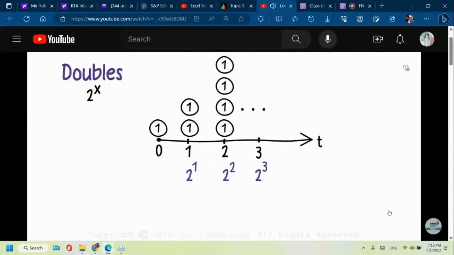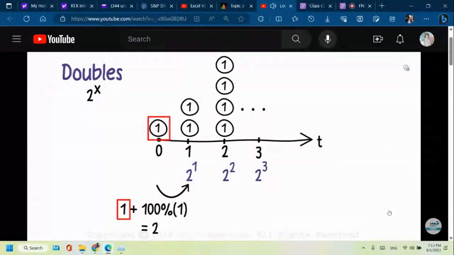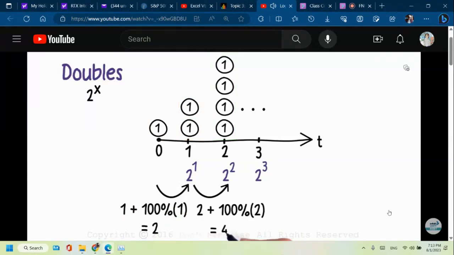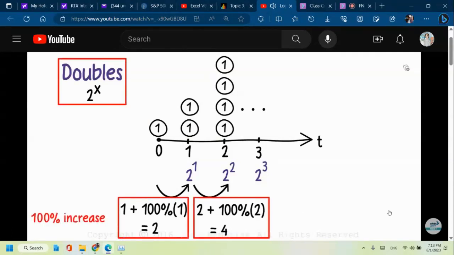Another way to look at it is that there is 100% growth every time period. 1 plus 100% of 1 gives us 2. $1 was increased by 100% to get 2. In the second time period, $2 grew to $4. 2 plus 100% of 2 gives us 4, and so on. So doubling the value is the same as a 100% increase.